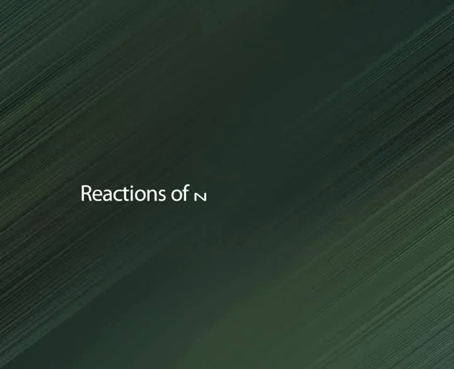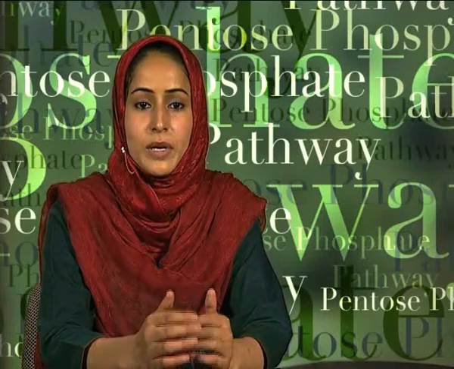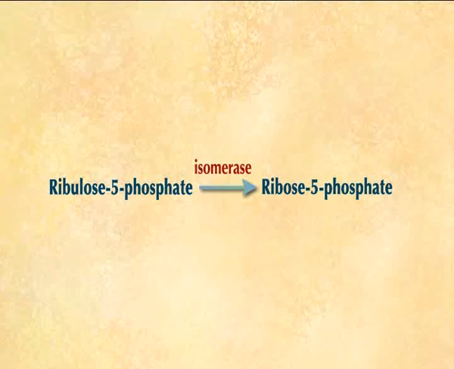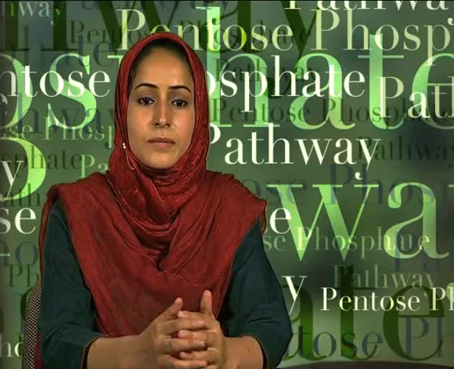Now the reactions of the non-oxidative phase of the pathway. Here first comes the enzyme epimerase. It interconverts stereoisomers, that's ribulose 5-phosphate and xylulose 5-phosphate. Now isomerase. Isomerase converts ribulose 5-phosphate to ribose 5-phosphate, that's used in nucleotide and nucleic acid biosynthesis. Both the reactions are reversible.